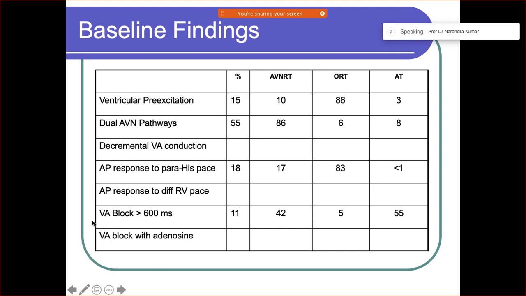And similarly, we'll show the response to RV pacing when there is a VA block as well, where the VA block is more than 600 milliseconds. There are equal chances, however, with higher chances for atrial tachycardia compared to AVNRT. However, on an overall incidence basis, we are all aware that the most common tachycardia is dual AV node pathways. After that comes the accessory pathways.